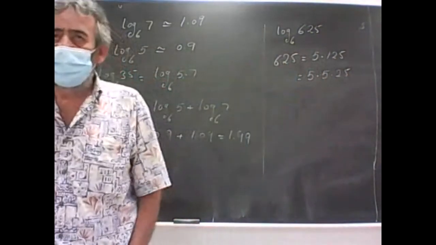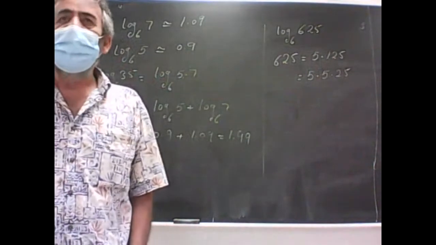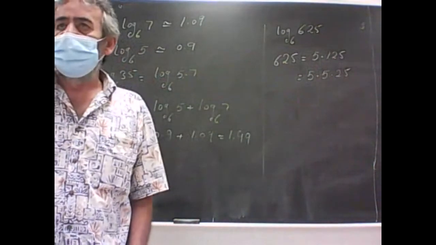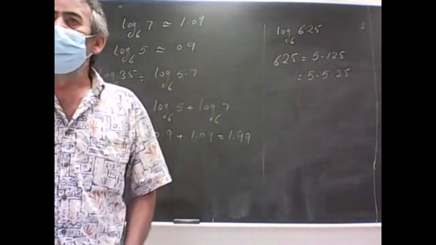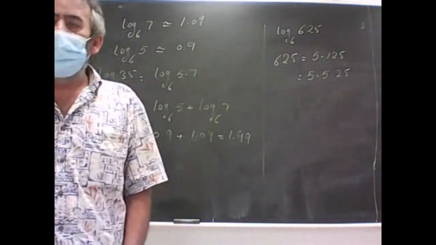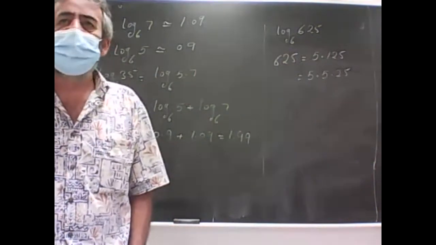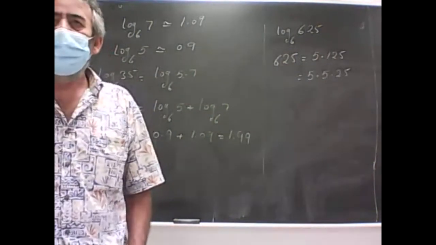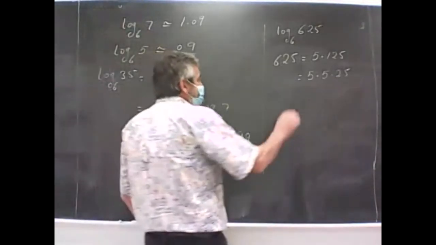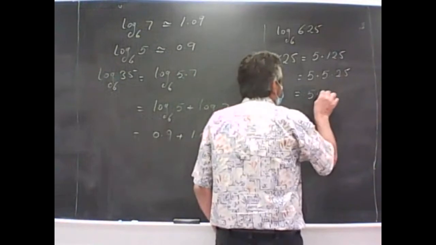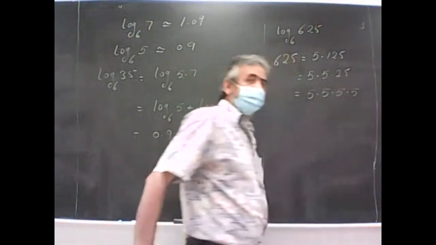But I'm still having a problem here. What is my problem? 25. I don't know anything about 25. Yes? I don't know what the log of 25 is. Do you? Okay, so now again, I need to change 25 in terms of 5s and 7s. What can I write it as? 5 times 5? So I can say this is equal to 5 times 5 times 5 times 5.